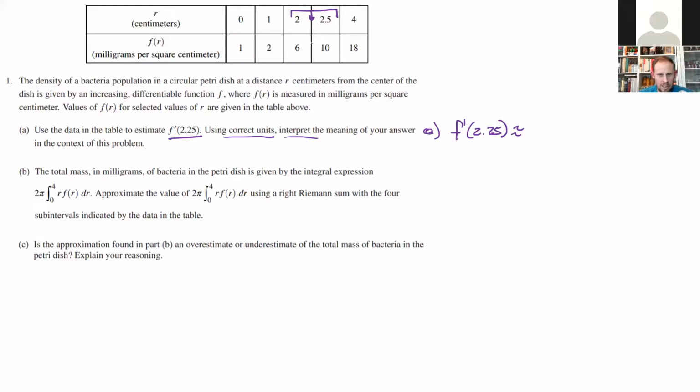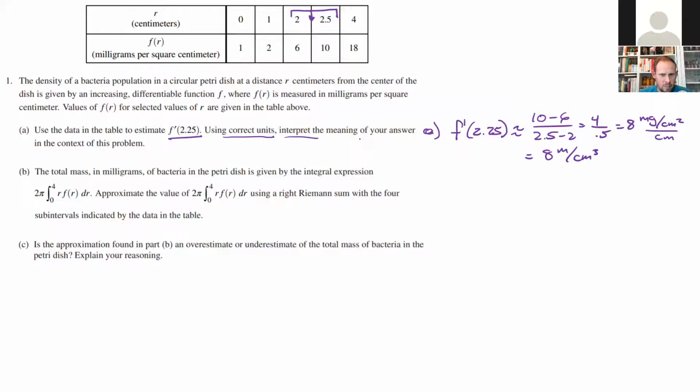So we could say, we got this point 2.5, 10 and 2, 6, so it'd be 10 minus 6 over 2.5 minus 2. So that's 4 over 0.5. So that looks like 8. All right, now we need correct units. So this is milligrams per square centimeters, so milligrams per cm squared. And on the bottom was centimeters, so per centimeters. So that would be 8 milligrams per centimeters cubed.